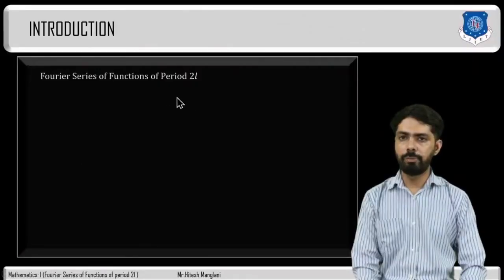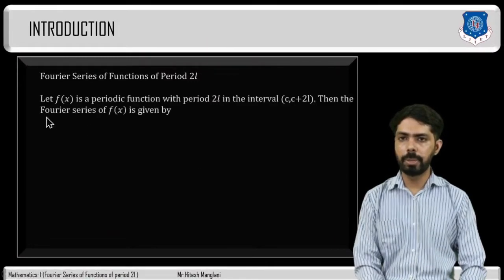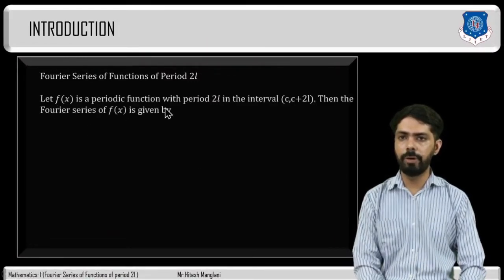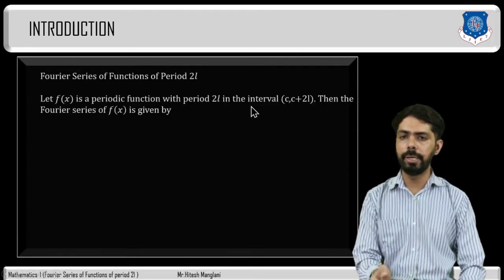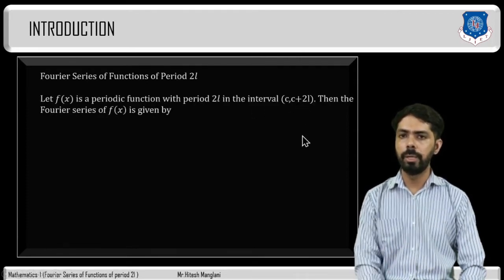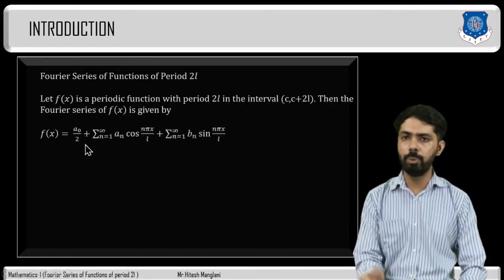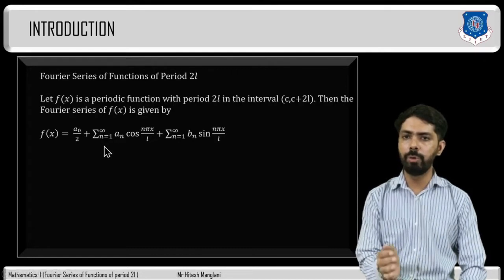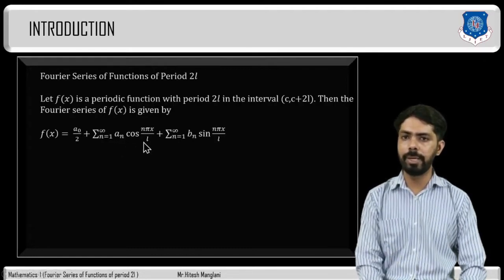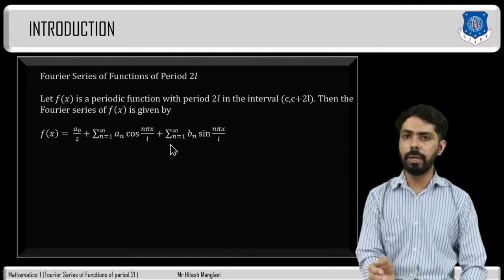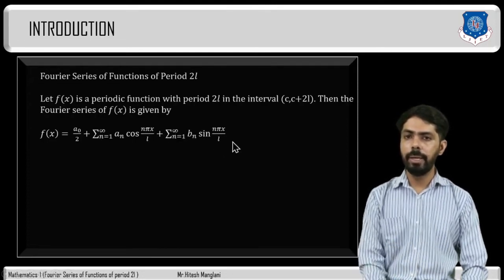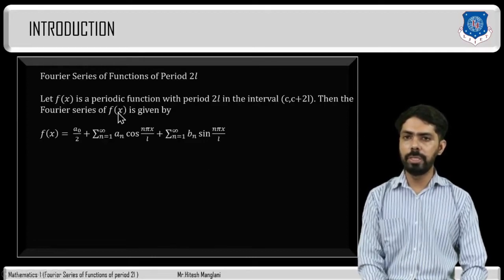So, Fourier series of functions of period 2l. Suppose f(x) is a periodic function with period 2l in the interval c to c plus 2l. Then the Fourier series of f(x) is given by f(x) = a0/2 plus sigma n = 1 to infinity an cos(n pi x / l) plus sigma n = 1 to infinity bn sin(n pi x / l). So this is the Fourier series of the function of period 2l.